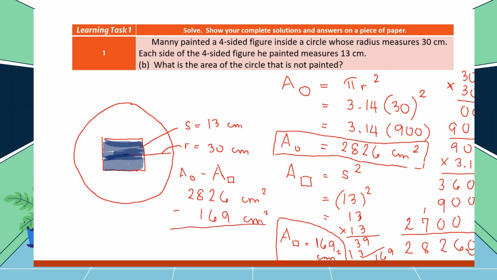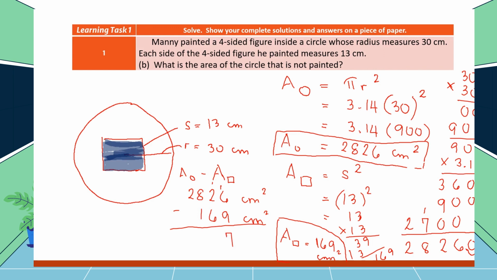6 minus 9, of course, cannot be. Hihiram tayo sa 2. So, 6 will become what? 16. And 2 here will become what? 1. Ano? Tama? So, 16 minus 9, the answer is 7. Then, 1 minus 6 cannot be.